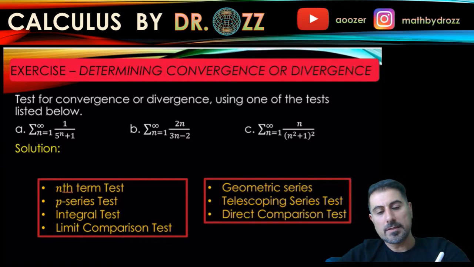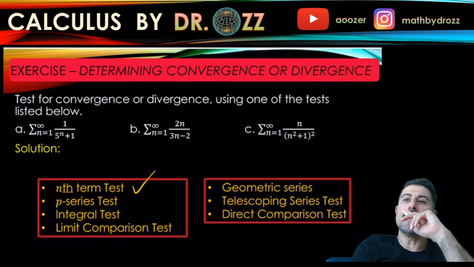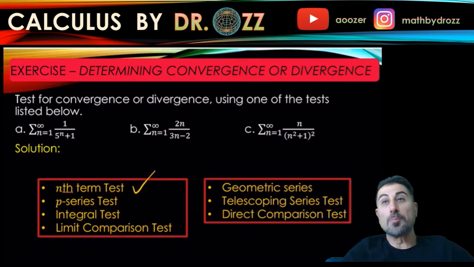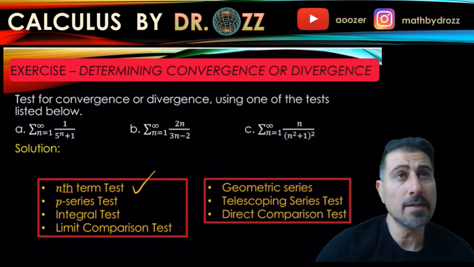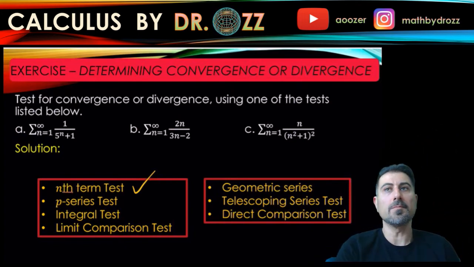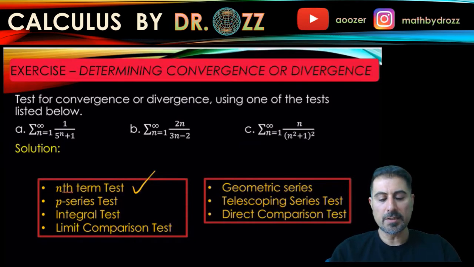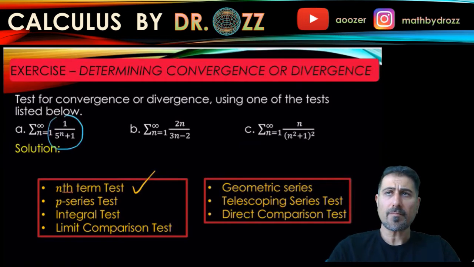For example, let's start with the Nth Term Test. Can I apply the Nth Term Test to part A? At this moment, you should remember that the Nth Term Test is only applicable to prove the divergence of the given infinite series. So if I'm in the direction of proving it's divergent, let's check if the Nth Term Test is available for us. But this doesn't look like a divergent series because it's 1 over 5 to the n plus 1. This looks like the series 1 over 5 to the n.